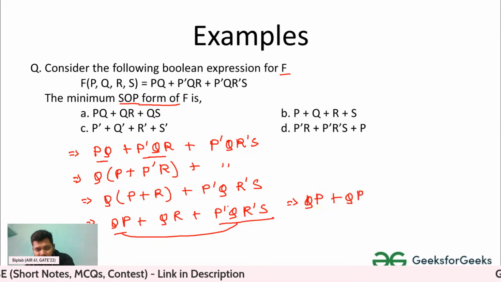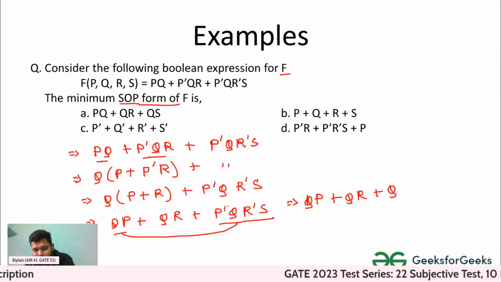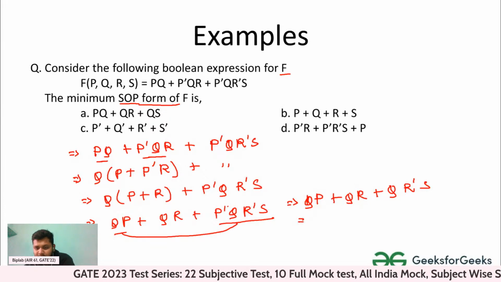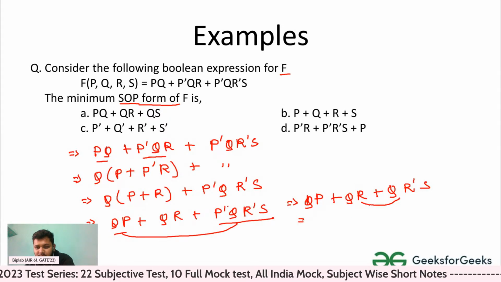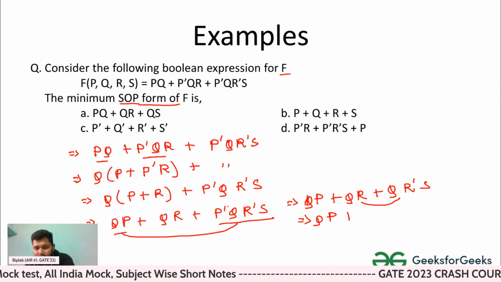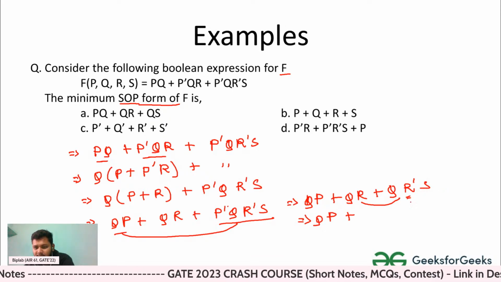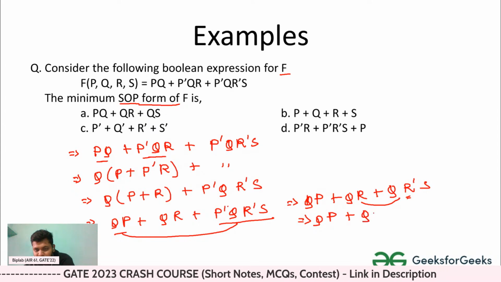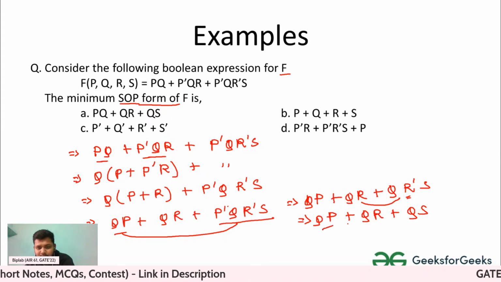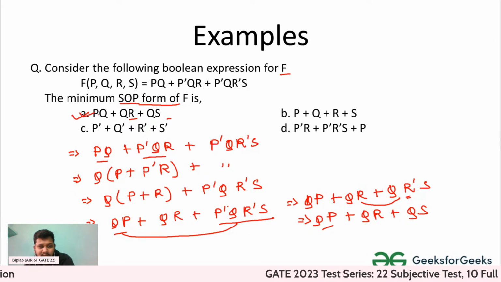I am writing it directly. Plus, P bar will no more be there. Now, from these two, if you again take Q as common, you will be left with R plus R bar S. So your R bar will be cancelled by absorption law. Plus QS. QP plus QR plus QS. So A is the correct answer.